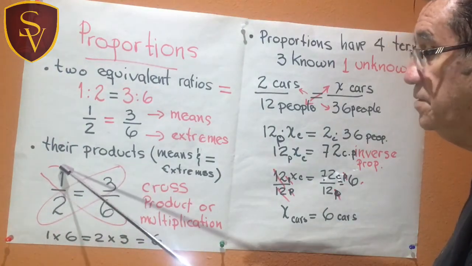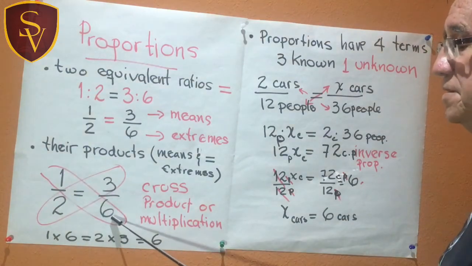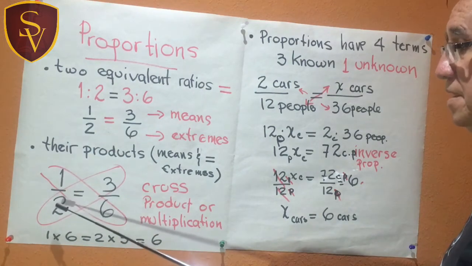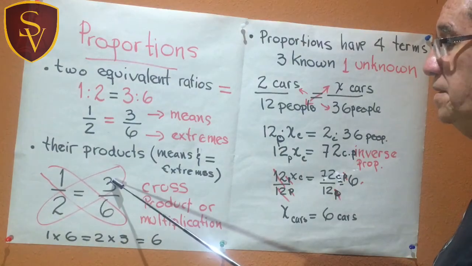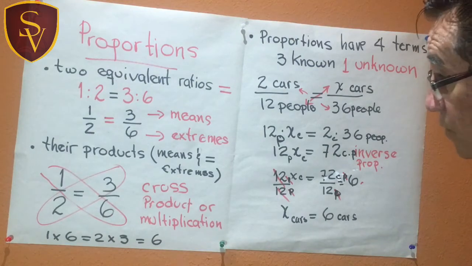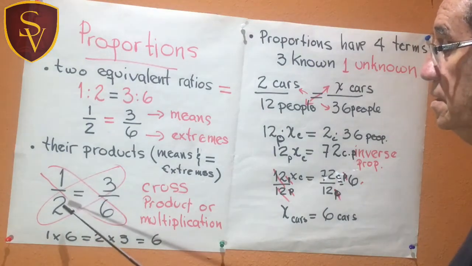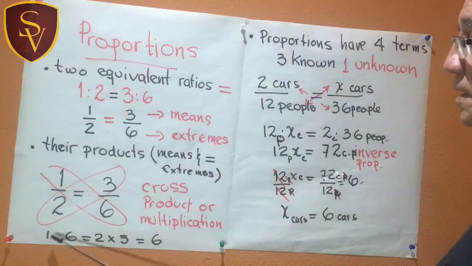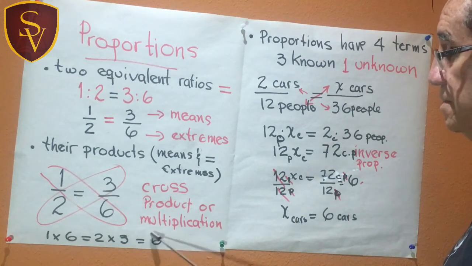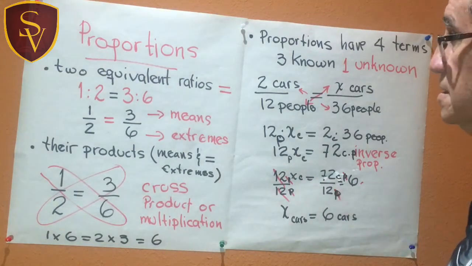So the numerator of the first proportion is multiplied by the denominator of the second proportion, as well as the denominator of the first is multiplied by the numerator of the second. So we have 1 times 6 equal to 2 times 3. As you can see, 1 times 6 is 6, and 2 times 3 is 6. So the answer is 6. If this multiplication is equal, then our proportions are equivalent.